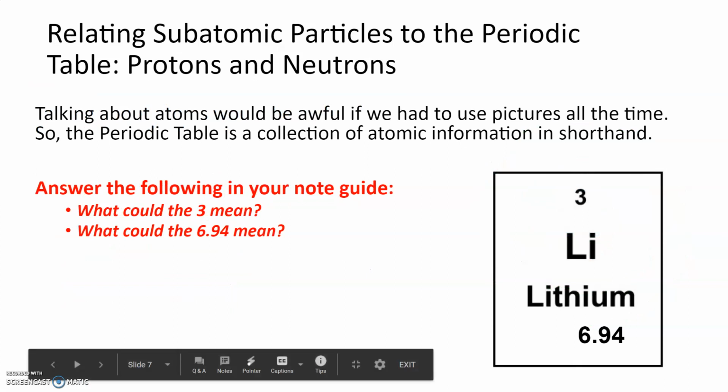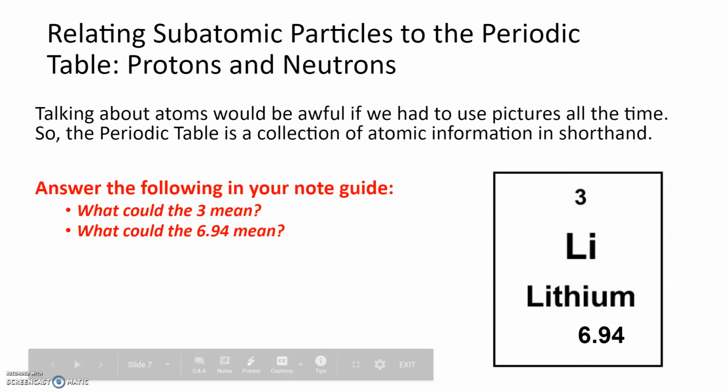It would be really tricky for us to have to draw out a Bohr model every single time we want to talk about an atom. It wouldn't really be practical. And so because of that, chemists gave names to different elements, and they also created an atomic symbol as a shorthand way to be able to communicate about the different elements.